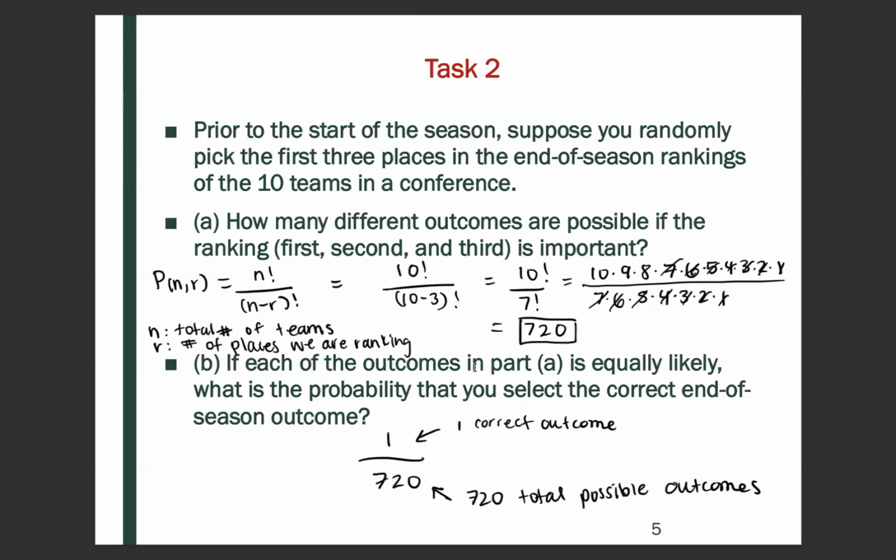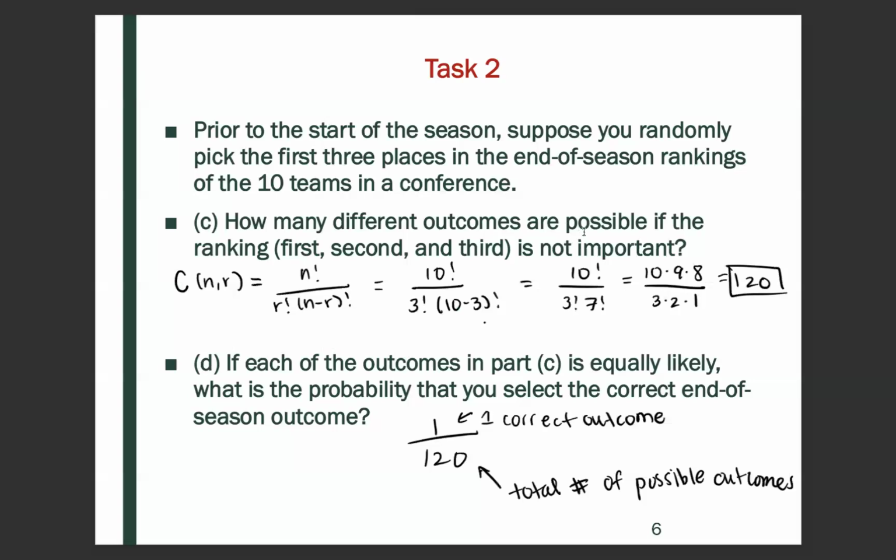If each of the outcomes in part A is equally likely, what is the probability that you select the correct end of season outcome? So there's only one correct outcome. And then the total possible outcomes that we found in part A is 720. So we would just do 1 divided by the total possible outcomes, which is 720.